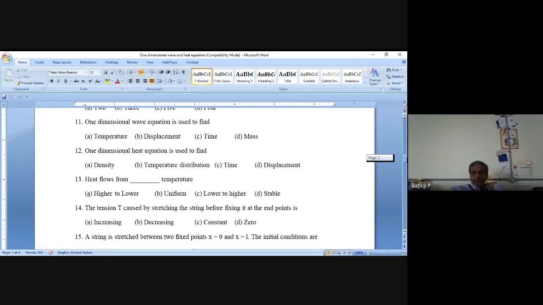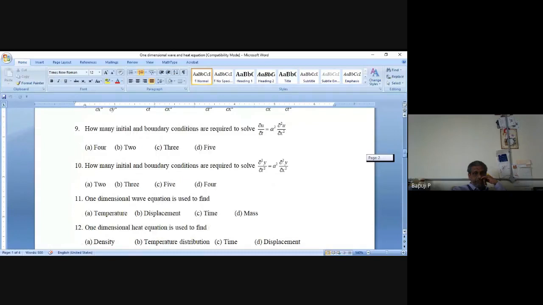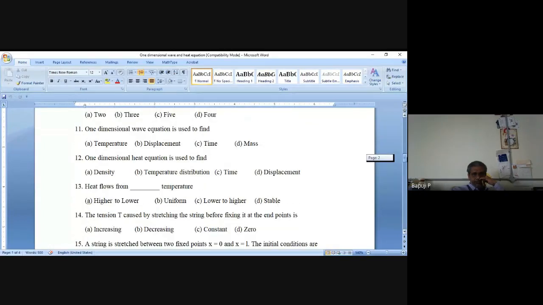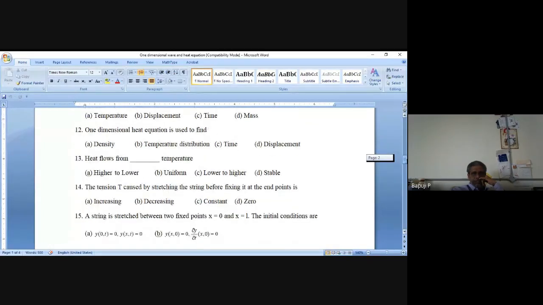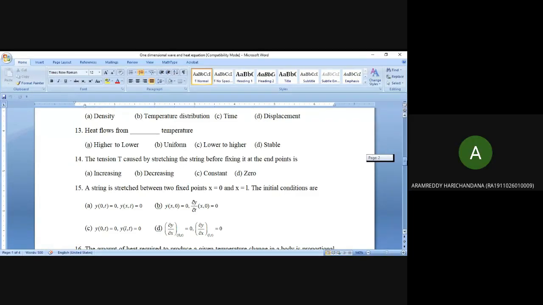Constant. Next. Which question are we on? 15. Yes. A string is stretched between two fixed points, x is equal to 0 and x is equal to L, or x is equal to 1. Then the initial conditions are... what are the conditions? There is no vibration.